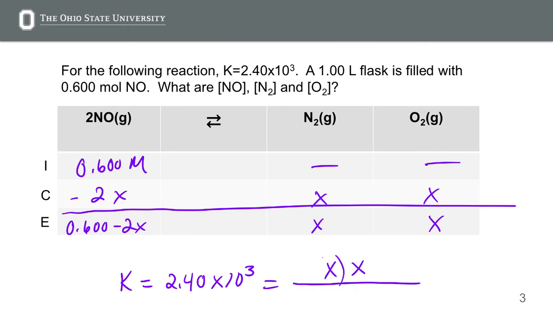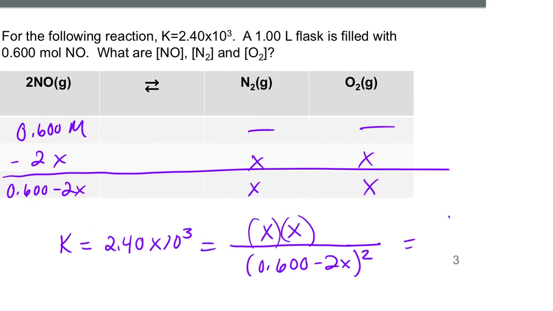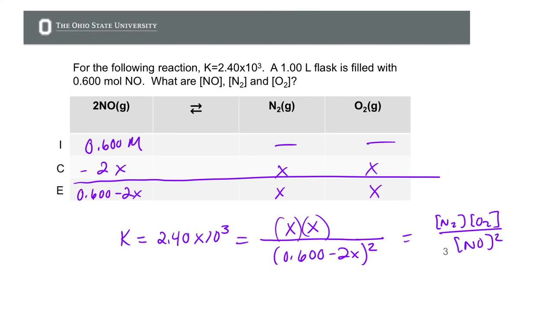We have x times x for our products. And we have 0.6 minus 2x for our reactant. And don't forget to square that, okay? There's our K equilibrium. Again, this is concentration of product N2 times O2 over the concentration of NO. And you have to square that. It's easy to forget that square, for sure. So watch that. All right, so how do you solve that?